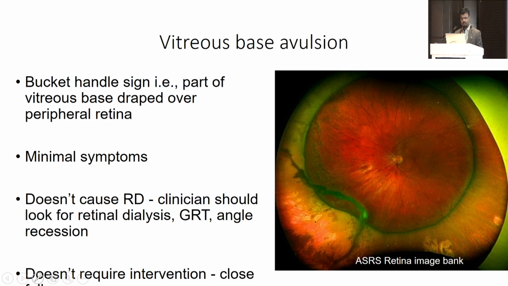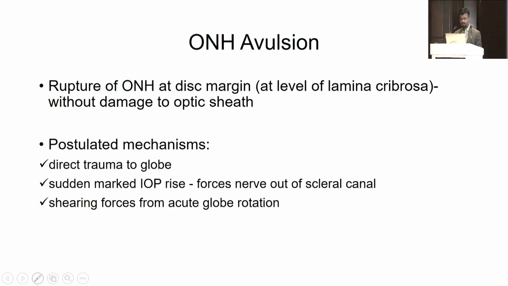Vitreous base avulsion. What you see is a bucket handle sign, that is, a part of the vitreous drape is over the peripheral retina, which we can see in the inferonasal part of the eye. The symptoms are minimal. It does not cause RD per se, but the clinician has to look for retinal dialysis, GRT, and angle recession glaucoma. It does not require any intervention, but you have to closely follow the patient.